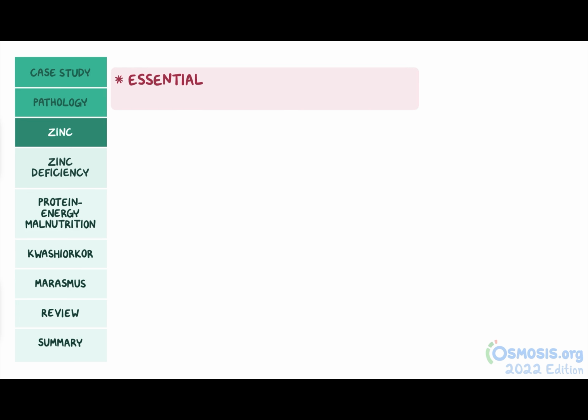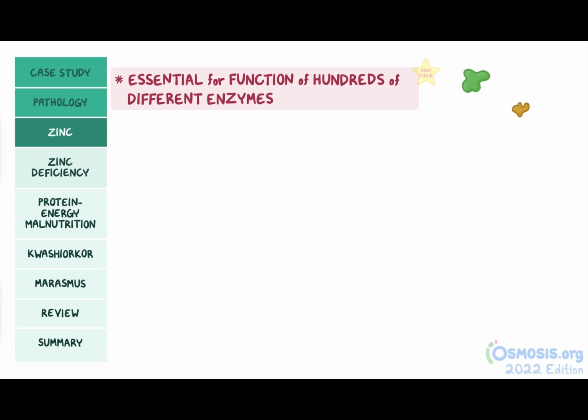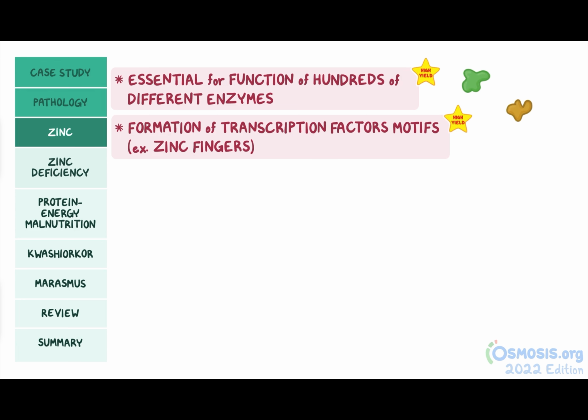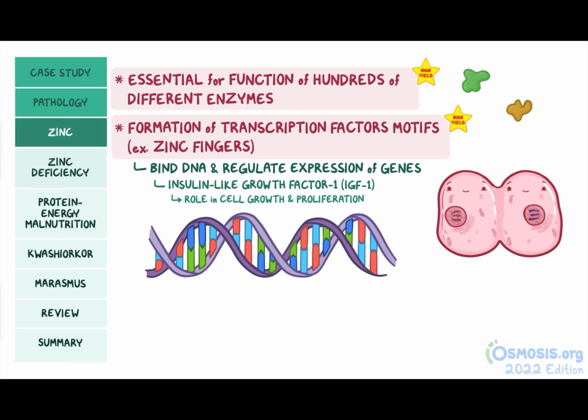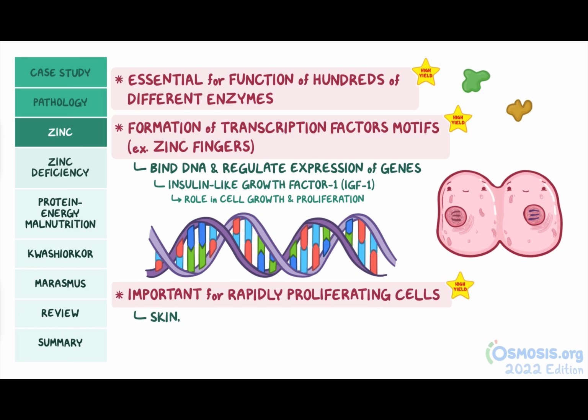Now, zinc is essential for the function of hundreds of different enzymes. In addition, zinc is necessary for the formation of specific transcription factor motifs, known as zinc fingers, that bind DNA and regulate the expression of various genes. The most high-yield one is the gene coding for insulin-like growth factor 1, or IGF-1, which plays a key role in cell growth and proliferation. What's high yield to remember here is that this is especially important for rapidly proliferating cells, such as those of the skin, hair follicles, or immune cells.